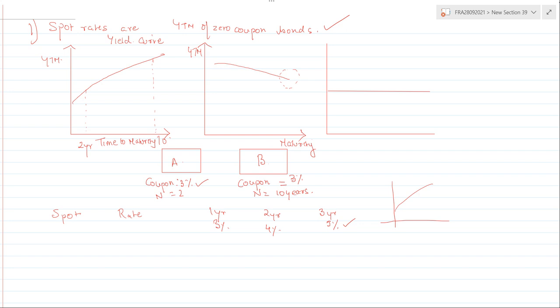Now, say we need to price a bond which pays a 5% coupon, for a maturity of 3 years and a par value of $100. So this bond would pay $5 in the first year, $5 in the second year, and you would receive $105 in the third year.